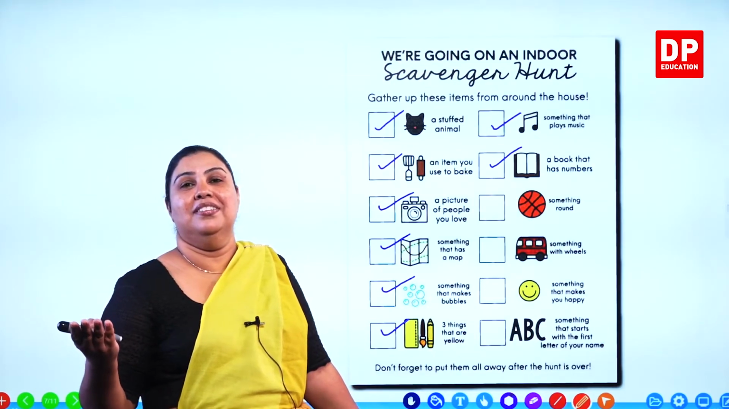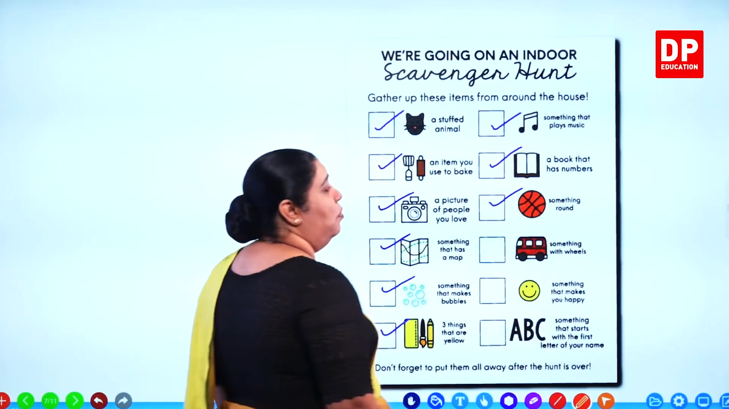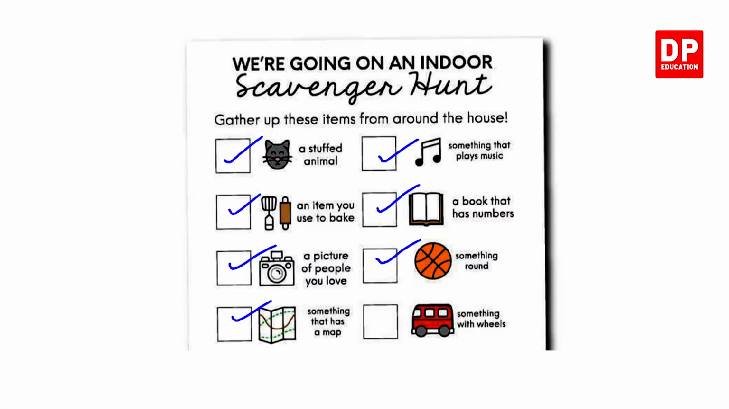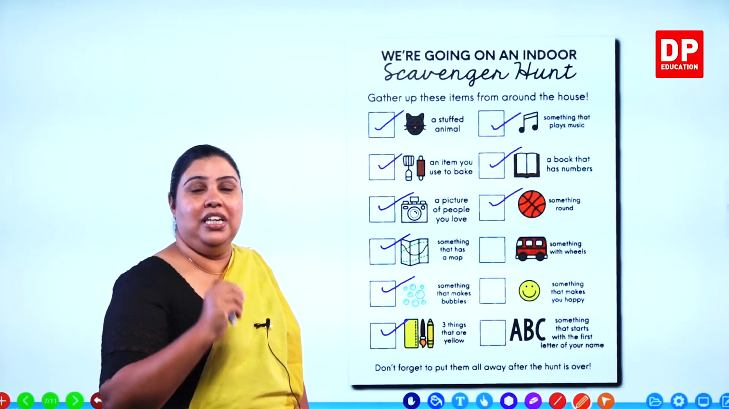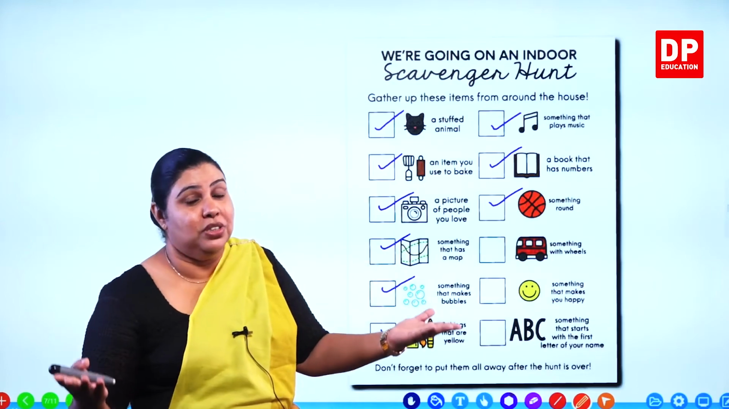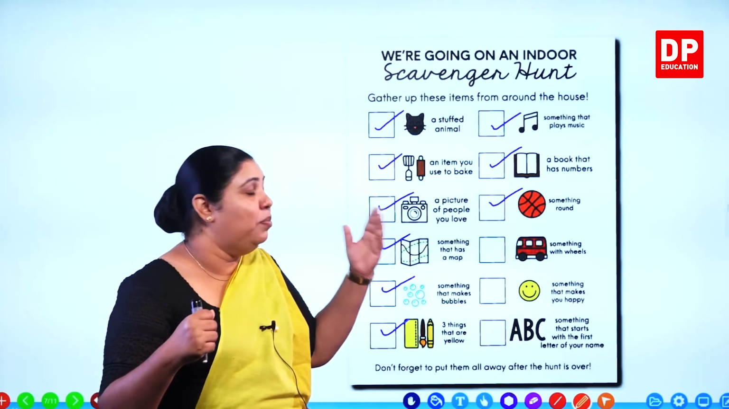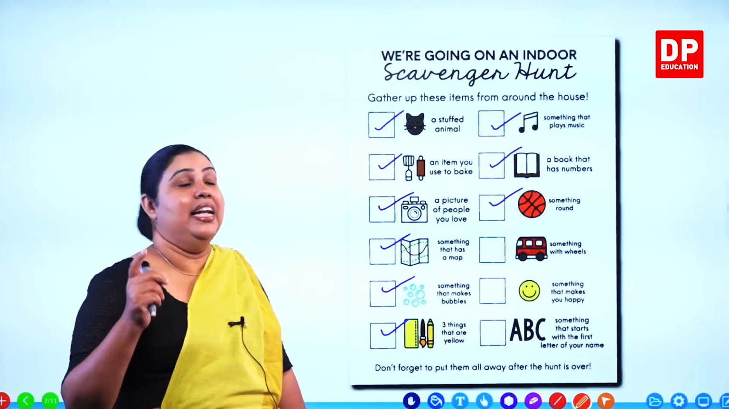Something round. Can you see once again? Something round. There you can quickly go and bring a ball, an orange, right? Any fruit like orange, a grape, then like mangosteen. Anything that is round in shape, you can go and bring. Because fruits are always at home. Then you have the balls, the toys that you have, right? So you can bring something that is round.